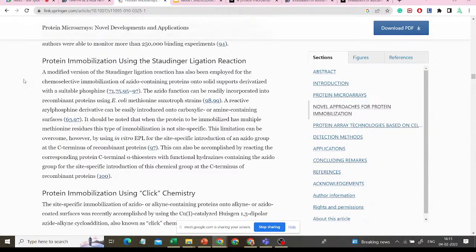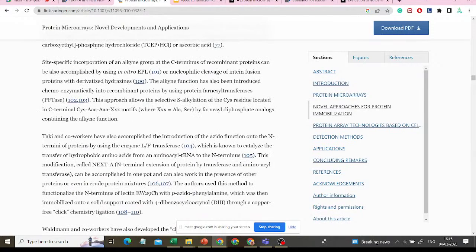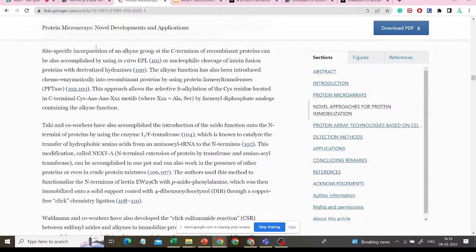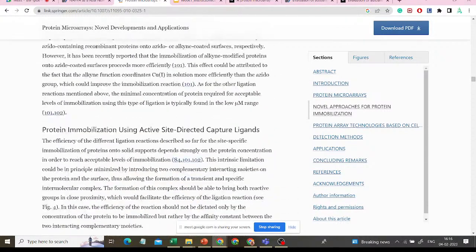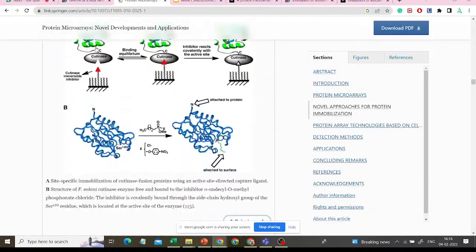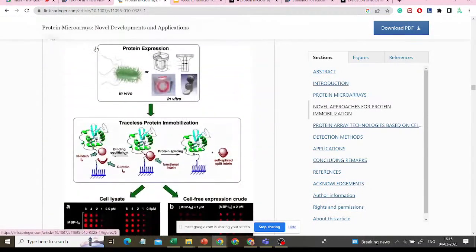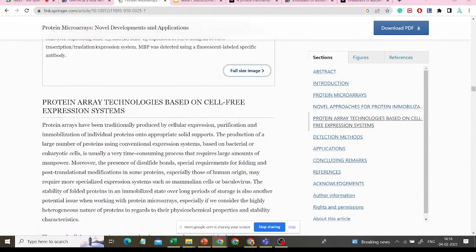Then there are different other techniques, so just go through them and you will get to know everything. And then active site directed capture ligands. These are all novel techniques based on proteins, immobilization techniques and modification.